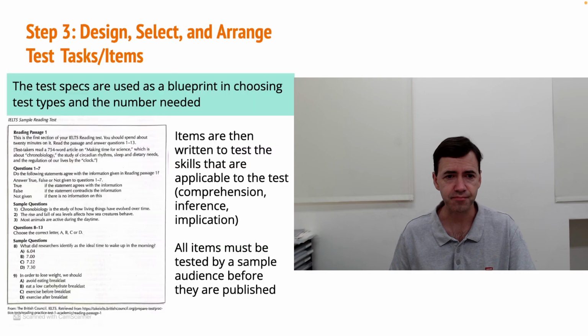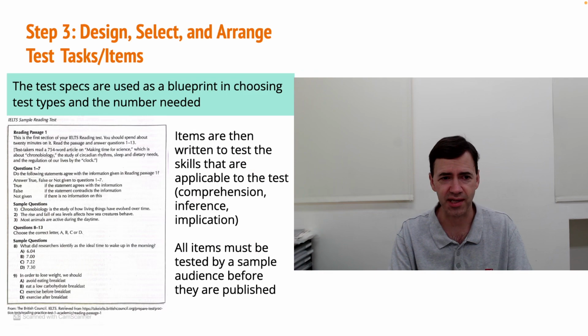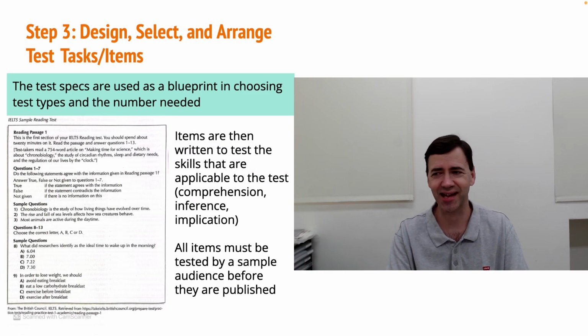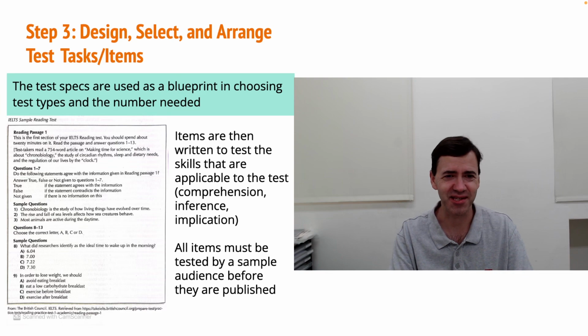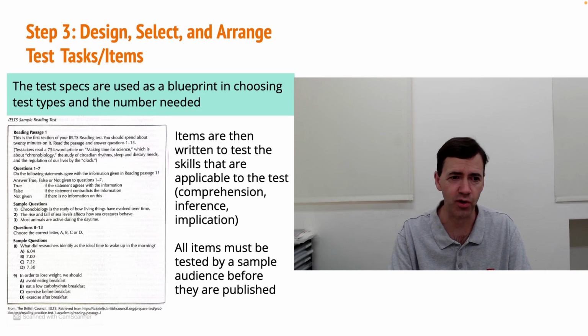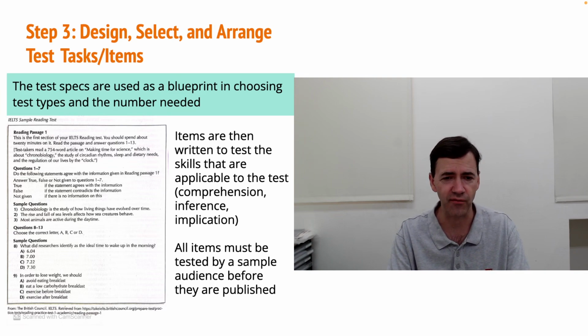Okay, so then step 3 is to design, select, and arrange test tasks. It's a tongue twister, or items. So the test specs are used as a blueprint in choosing test types and the number needed. Okay, so we have our test specifications, and then we decide, okay, so now what are the tasks we're going to do, and then what type of items are we going to use, and how many are we going to use, and you use all that information to start actually making your items.